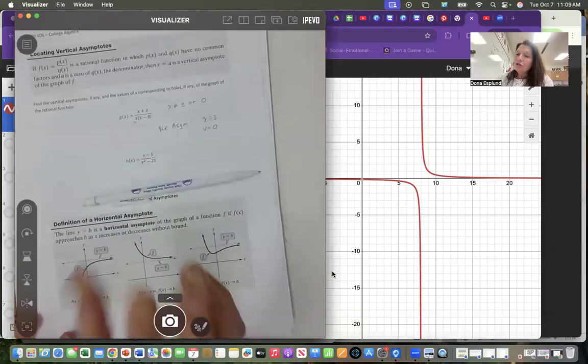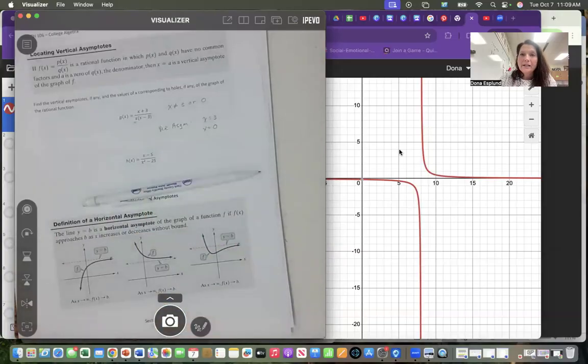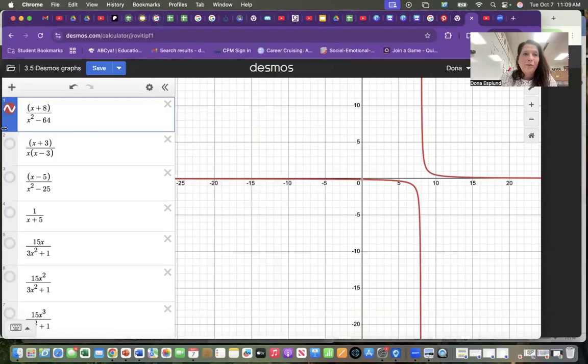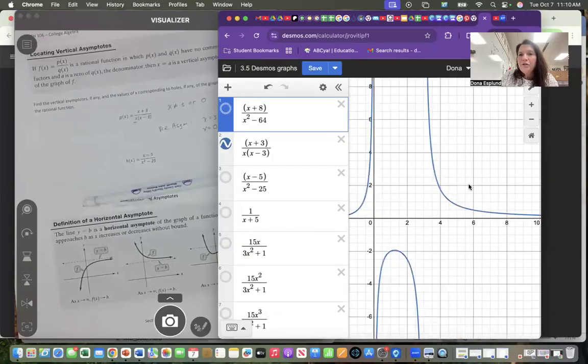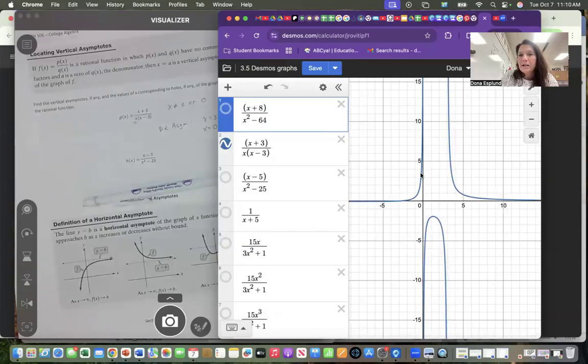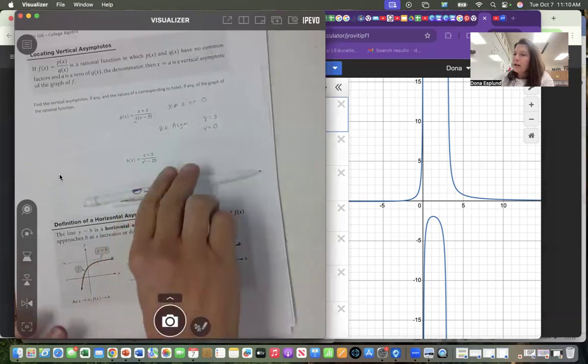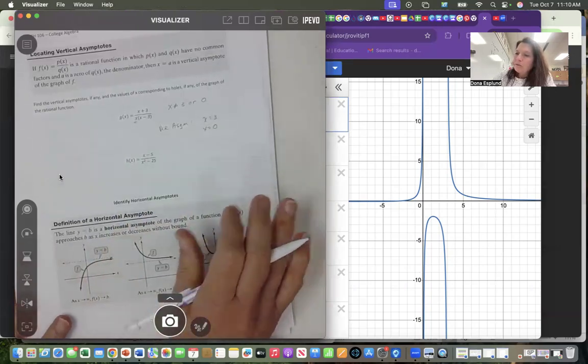And so let me just show you real quick again. If I go back to my graph in Desmos, I have that one listed. I'm going to go ahead and unselect the red and put this one here. And notice on this one, I have two vertical asymptotes. One is going to be at my y-axis, and the other one is going to be at the value of 3.